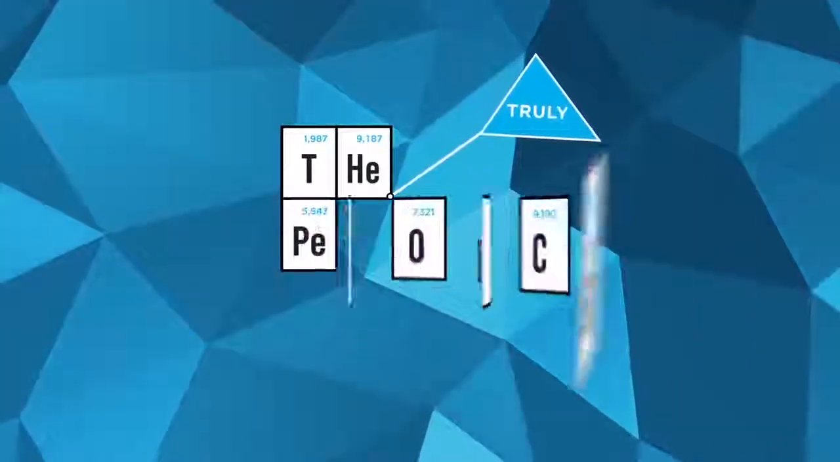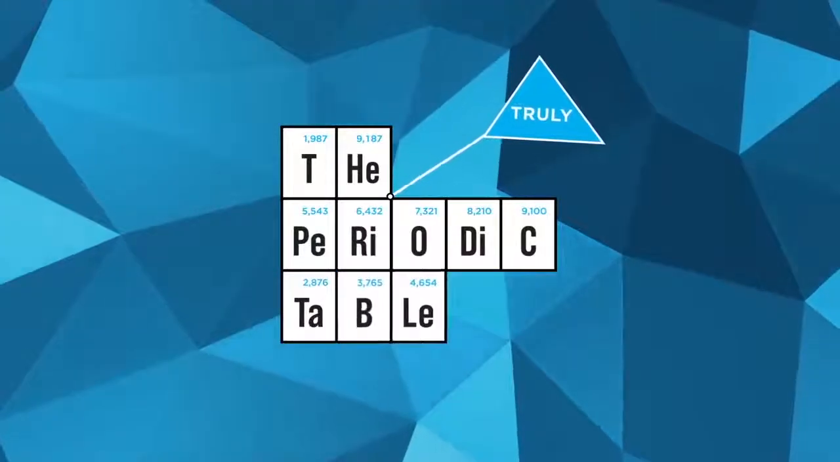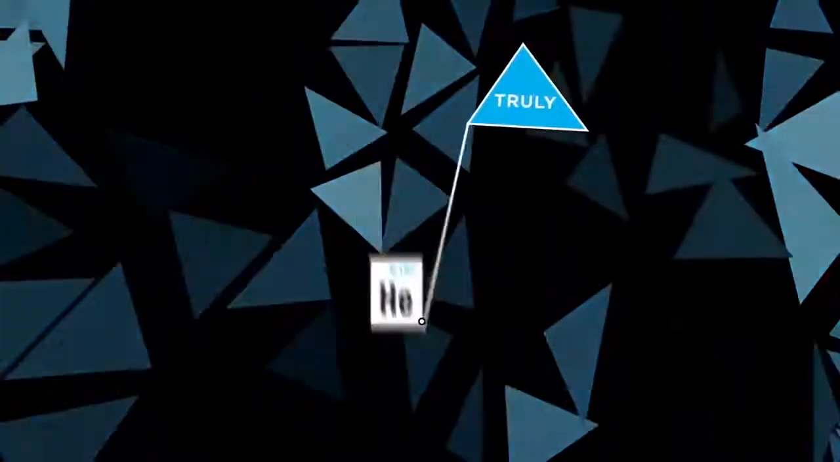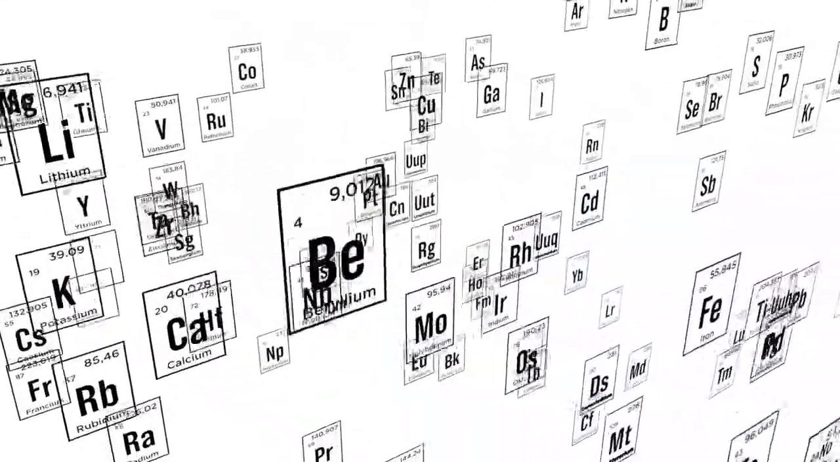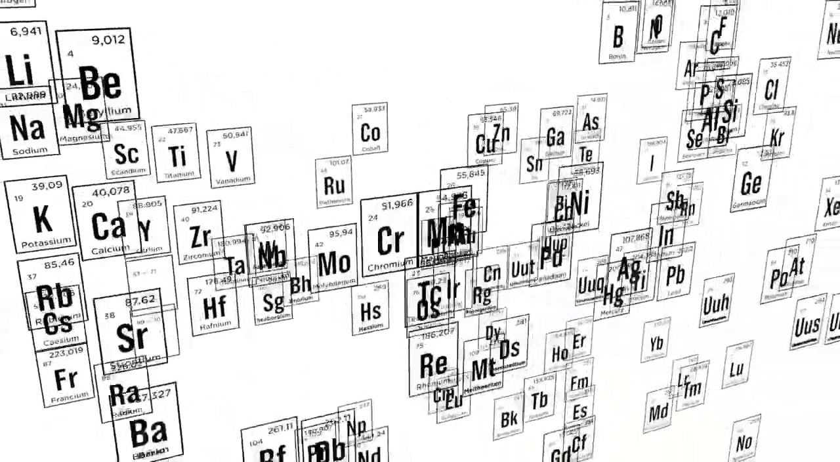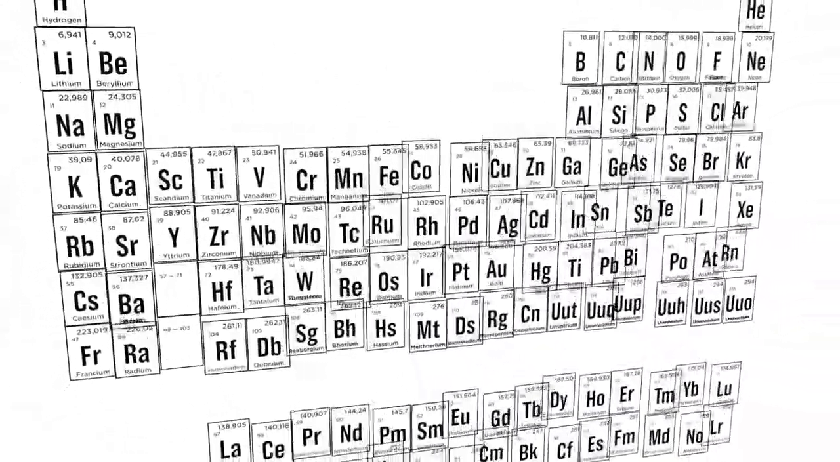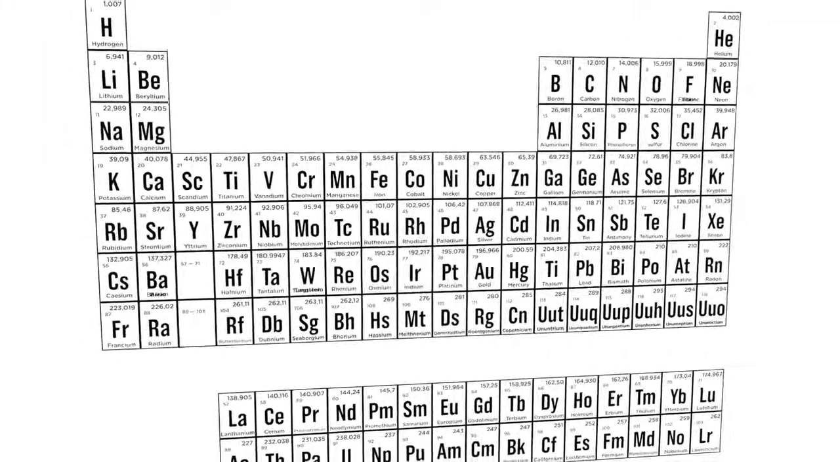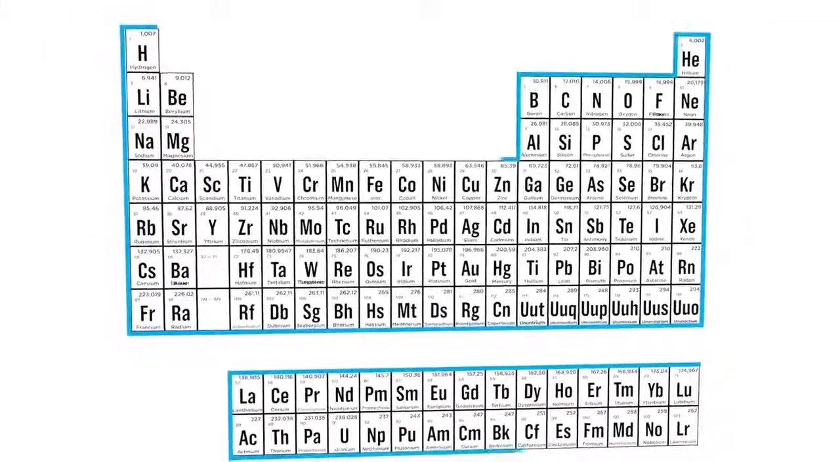The truly periodic table. The periodic table is this chart with a strange shape, with letters and numbers, neither a square nor a rectangle, with such a characteristic shape. Unmistakable.